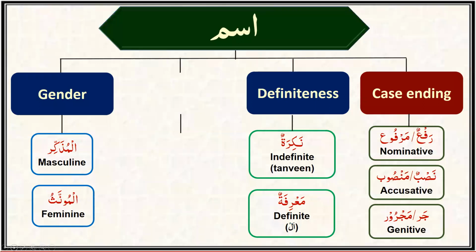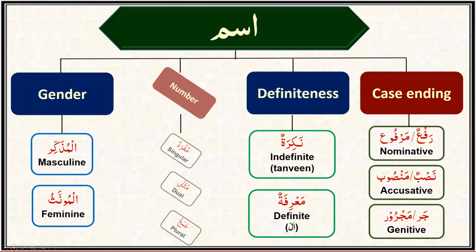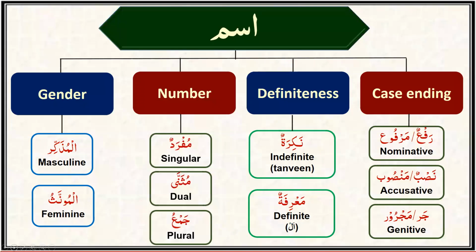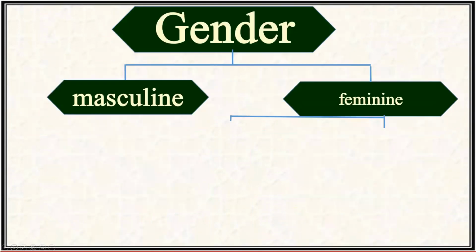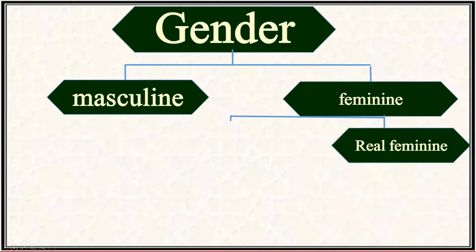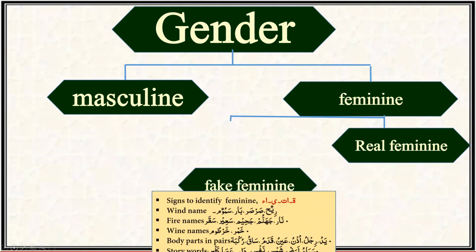As we've already known, there are four properties of a noun, that is gender, number, definiteness, and case ending. We have already studied the gender. We have learned that gender are of two types, masculine and feminine. Every word would be considered as masculine unless and until proven feminine. Feminine are of two types, real feminine and fake feminine.